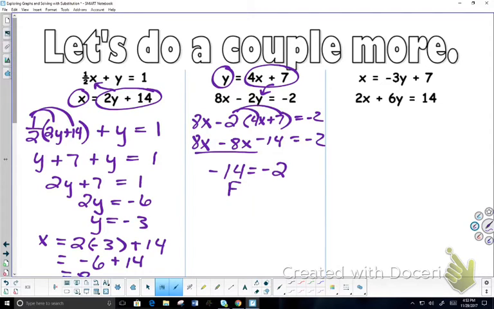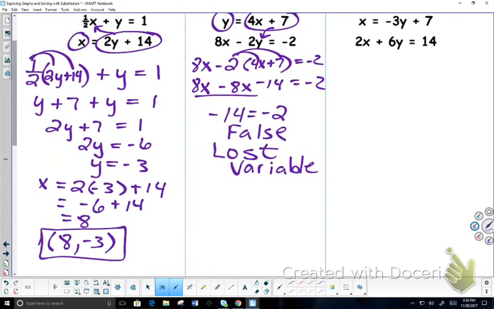Since this is a false statement, plus I lost my variable, what it's telling you is that your two lines are never going to equal each other. Negative 14 is never going to equal negative 2. And if you have two lines that never equal each other, you've got parallel lines. They're never going to intersect. So you have a situation where you have no solution.